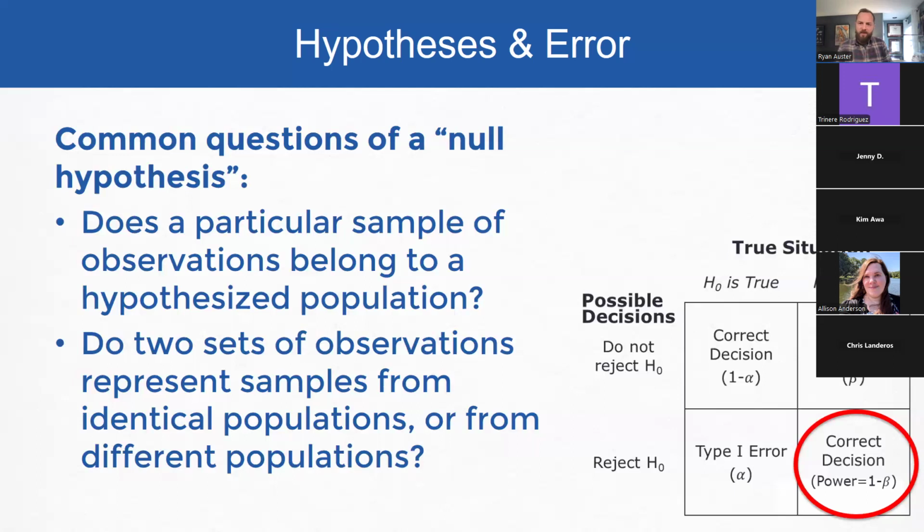Do I accept the null hypothesis? Do I reject the null hypothesis? Is there a difference? Isn't there a difference? And the true but unknown population effect. We're going to talk about power in the bottom right-hand corner, which is the correct decision of finding a difference and rejecting the null hypothesis when there is a difference to be found.